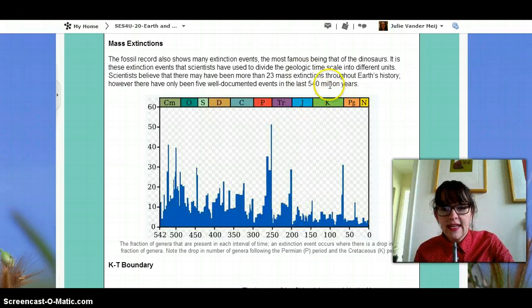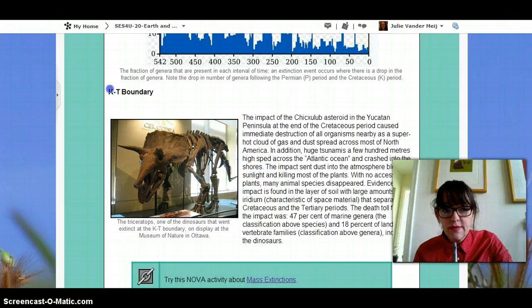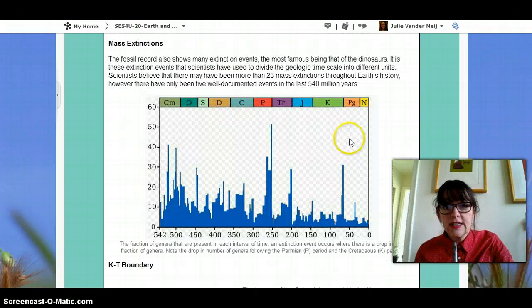So if we look at the Cretaceous period, we see a huge dip, and if you look at 65 million years ago, you can see that huge dip at the end of the age of the dinosaurs. Also, at the end of the Permian period, we see a huge crash right at around 250 million years ago. This was by far the largest extinction event that ever happened, when 95% of the ocean organisms disappeared. The KT boundary is a term that we use to refer to the major extinction that happened at the end of the dinosaurs. And so that's between the K and the T period.